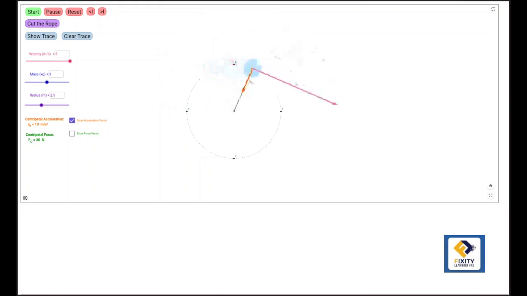The red one is the velocity vector, or the direction of the velocity. The direction of the acceleration, or the direction of the centripetal force, is towards the center. Here you can see it is written on the left hand side. If I want, I can show the force vector also, the green one. I can switch off the acceleration vector. If I show the force vector, which is the centripetal force, it is acting. We are studying centripetal force right now, right? The green one is the centripetal force direction.